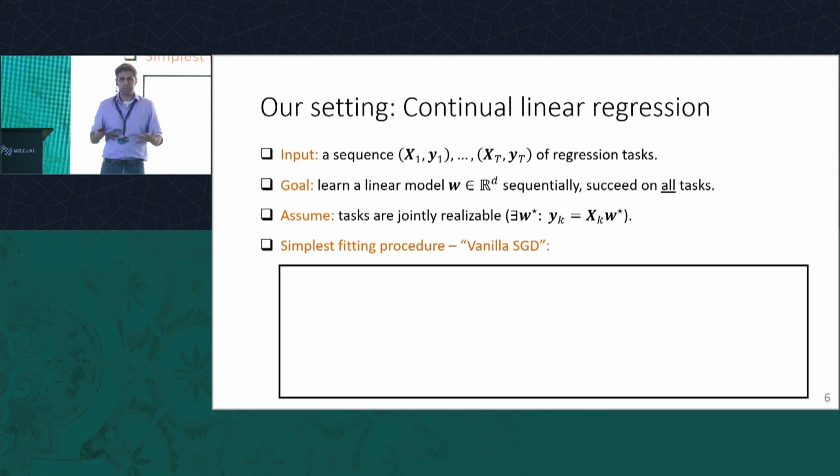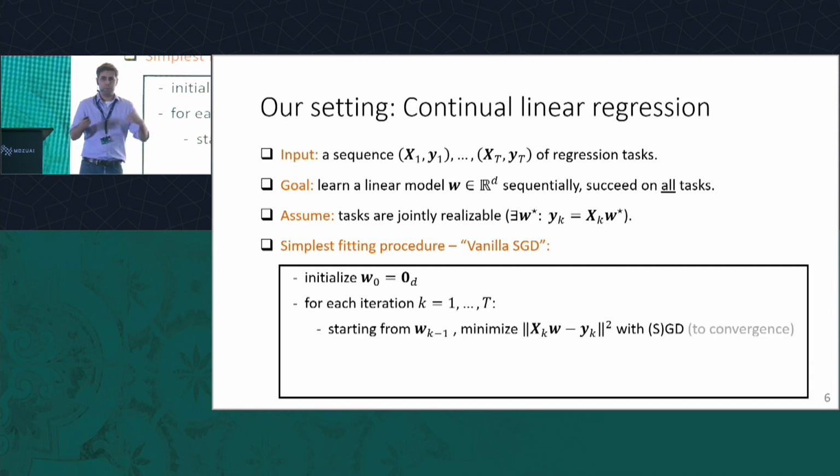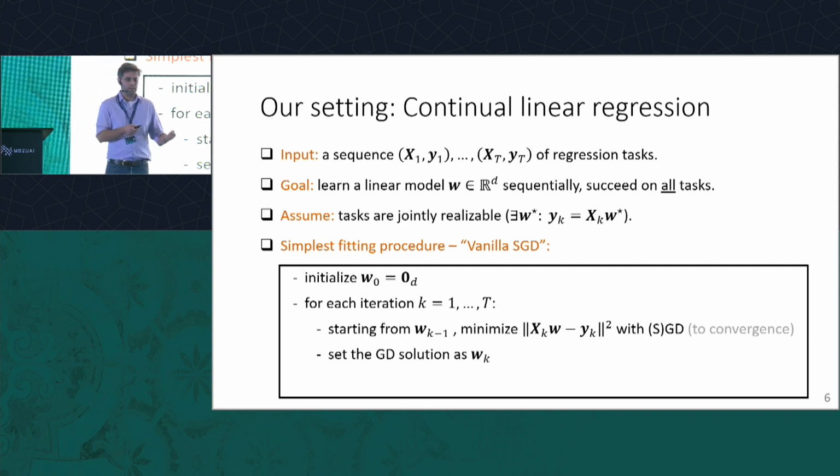And we just use the simplest fitting procedure, vanilla gradient descent or SGD, meaning we initialize at 0, and then at each iteration, for each task we see, starting from the previous solution, we minimize our loss, just square loss for linear regression, either with SGD or gradient descent until convergence. Then we set the initialization for the next task as the solution to the previous task, and repeat over and over again. The final output of the algorithm will be the last solution we find when we fit the last task.